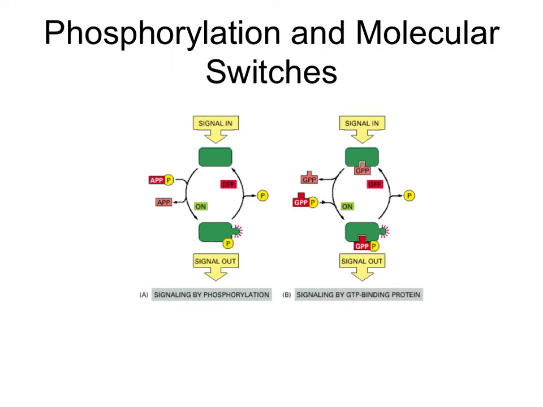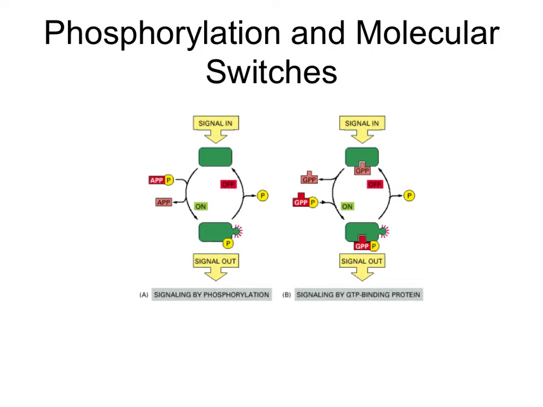This would be the case with ATP, which we've shown. You have ATP in the presence of that kinase, add the phosphorylation, and then signal out. Dephosphorylation with a phosphatase then turns it off.